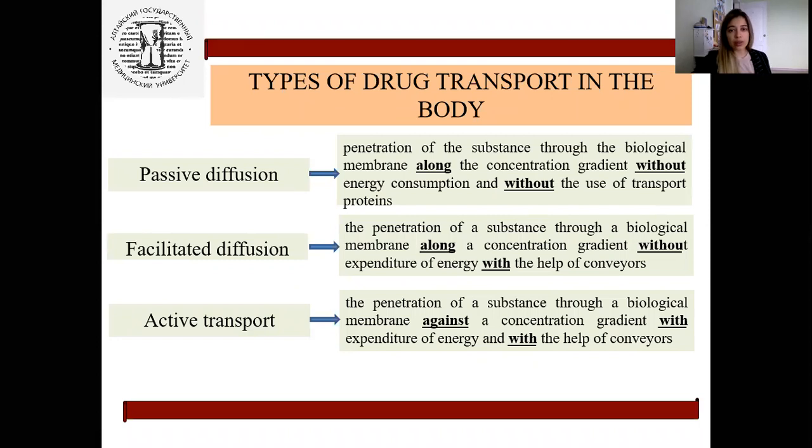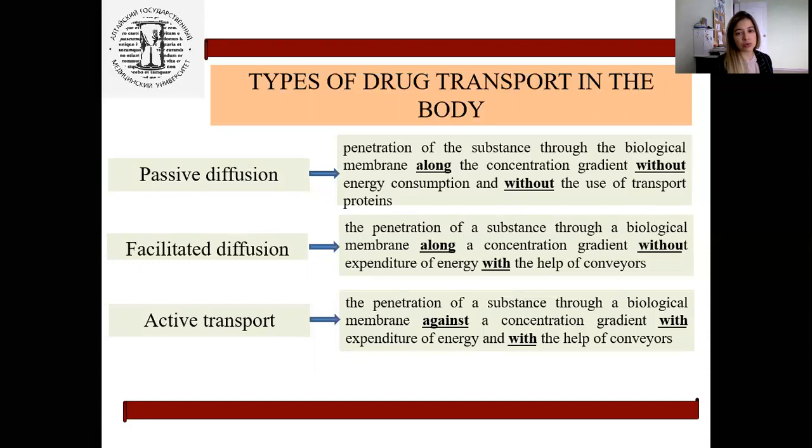Okay, when the drug is absorbed into the body, we have some different types of transport of the drug. First type, the easiest, is passive diffusion. This is penetration of the substance through the biological membrane along the concentration gradient without energy consumption and without use of transport proteins. What does it mean? That means nothing is used for the drug to go through the membrane. I have a membrane, I have my drug outside and less drug inside. So the drug directly goes through the membrane. It can be achieved only if the drug is lipophilic. I already told you, because the membrane is made of lipids.